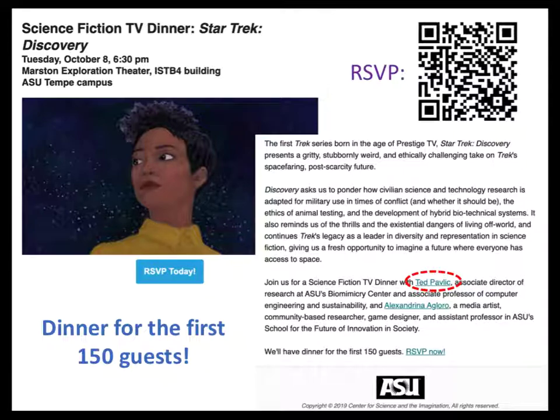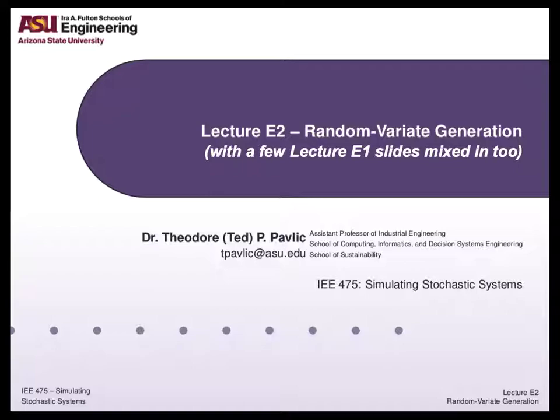So, there's that. We're now getting on to the class stuff. Today we'll go into Random-Variate Generation, and I've peppered in a few Lecture E1 slides that we had to skip over last time.